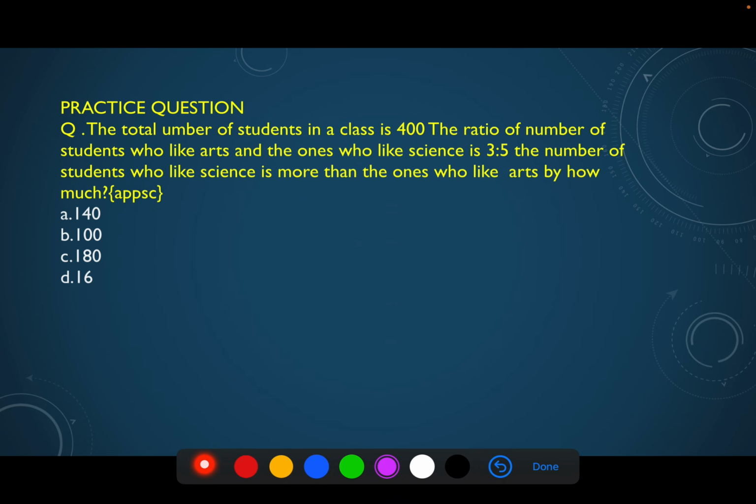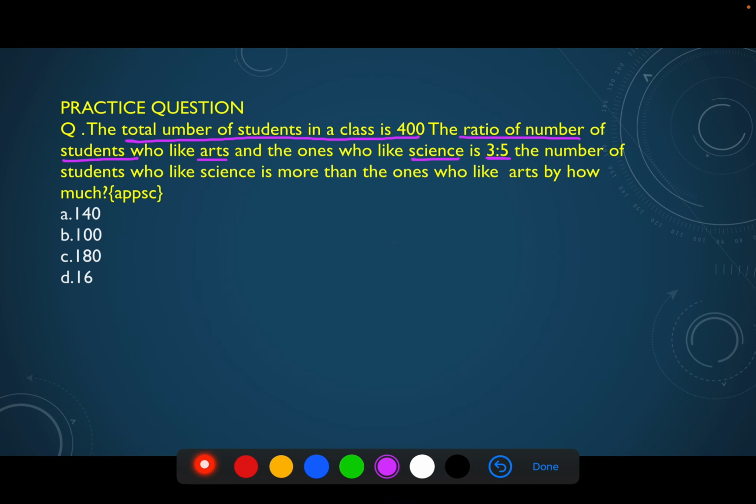Next, if you see this one, these are all previous year questions of State Public Service Commissions and UPSC also. The total number of students in a class is 400. The ratio of the number of students who like arts and the ones who like science is 3:5. The number of students who like science is more than those who like arts by how much? It's just some analytical part. Calculation and concept will be the same, there will be no change.